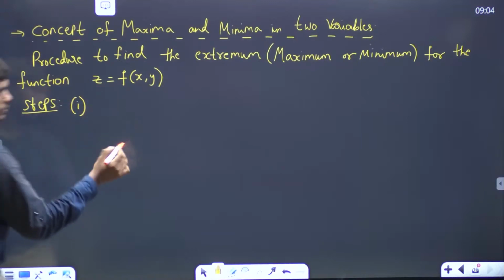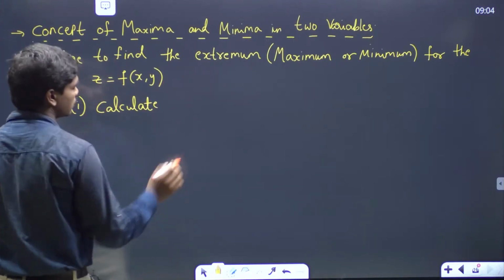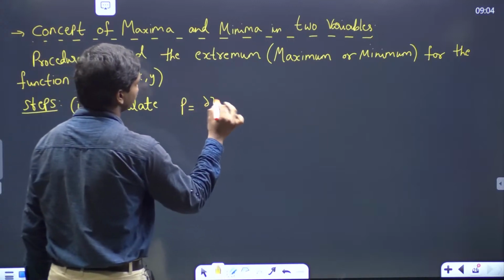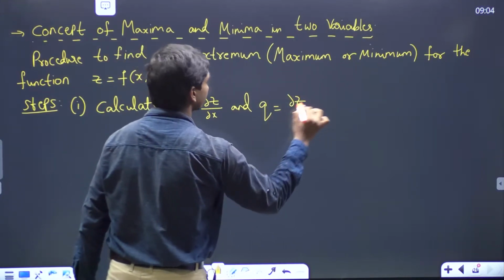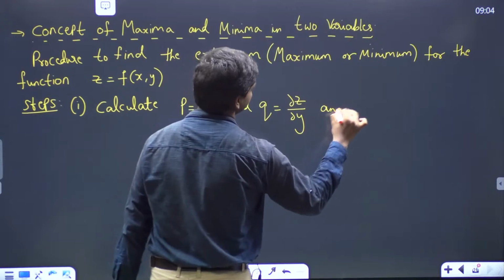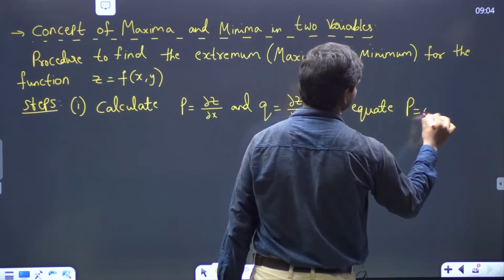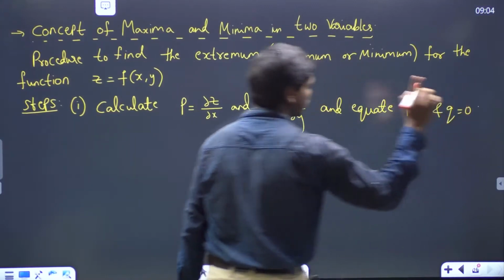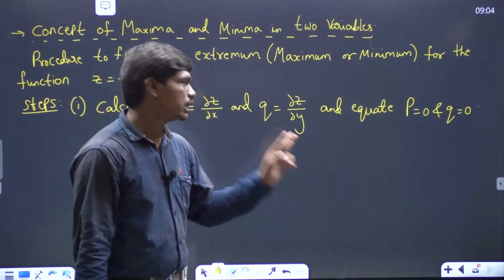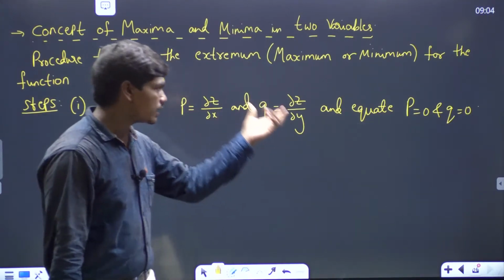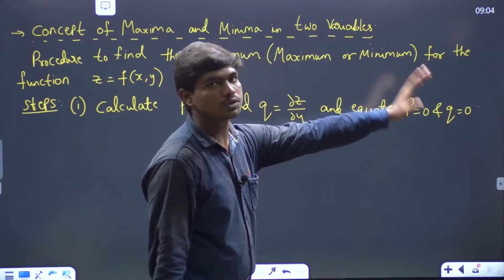First point, calculate P is equal to dou z by dou x and Q which is equal to dou z by dou y, and equate P is equal to 0 and Q is equal to 0. See, in single variable calculus, you differentiated the function with respect to x and you equate it to 0. But here, since there are two variables, you will find partial derivatives dou z by dou x and then dou z by dou y, and then you will equate both the things to zeros. Okay, so basically equating P to 0 and also Q to 0.